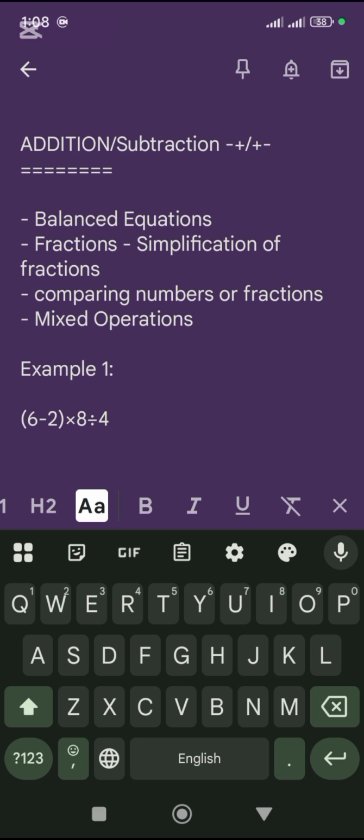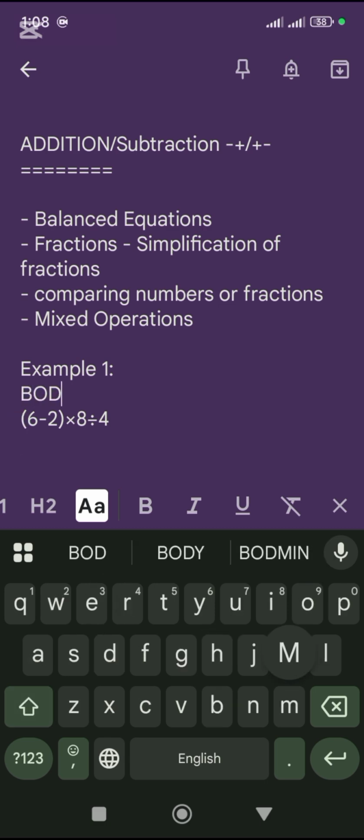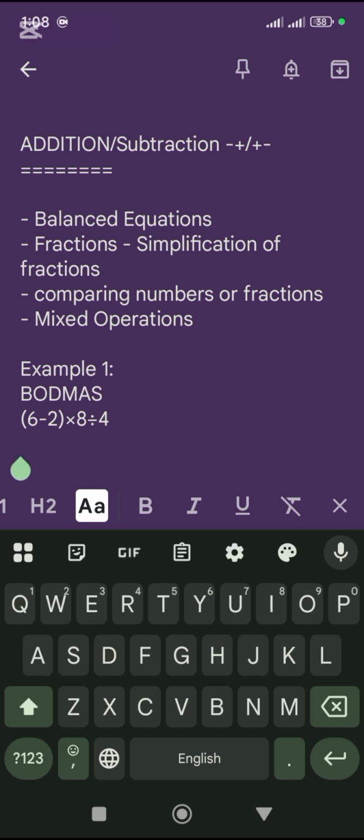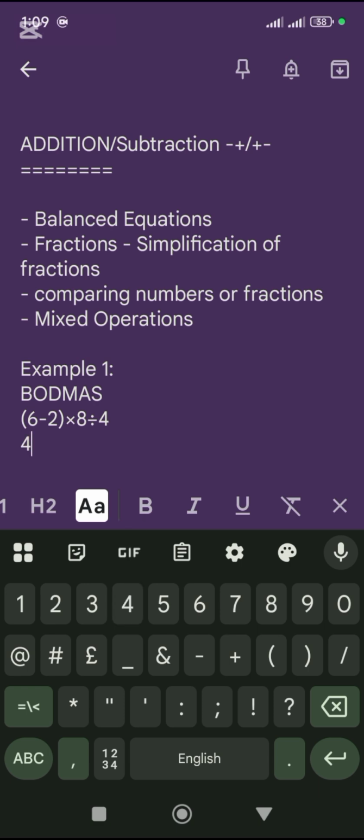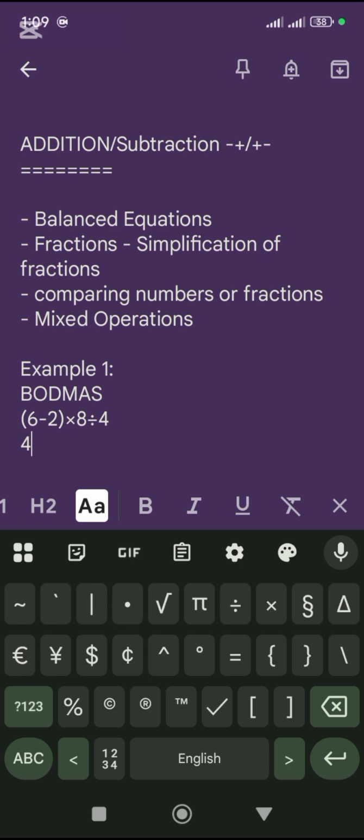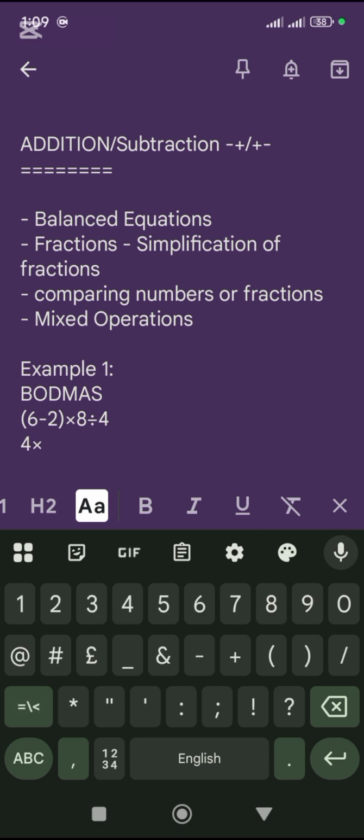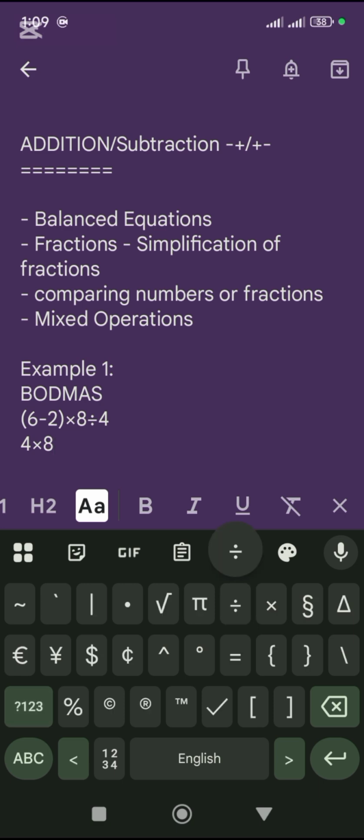What did our BODMAS say we do? Let me put the BODMAS on top so that you can follow. BODMAS says that we work on what is inside the bracket first. So the first thing we do is we say 6 minus 2 because it's contained in the bracket, and that will give us 4. And so we go ahead and say times 8 divided by 4.